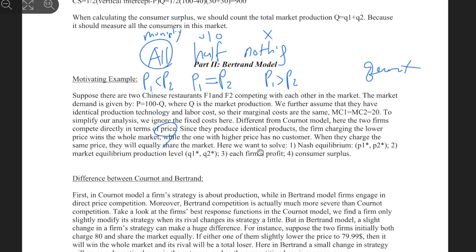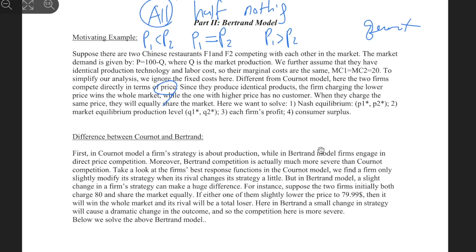Here we want to solve for: one, the Nash equilibrium prices P1 star and P2 star; two, the market equilibrium production levels Q1 and Q2; three, each firm's profit; and four, consumer surplus. Before moving on, we want to look at the difference between Cournot and Bertrand.